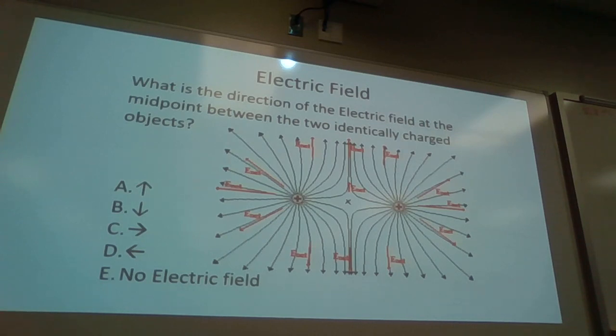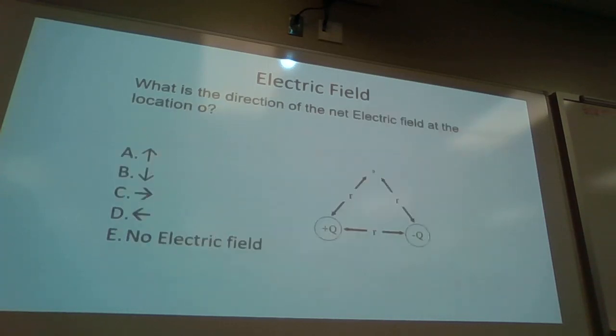Correct answer is E. Everybody good with E? They're canceling each other out. Their electric field lines are spread out right there. Okay. Next question.